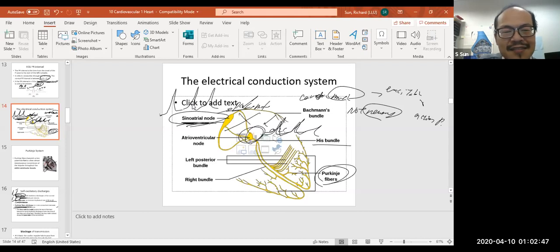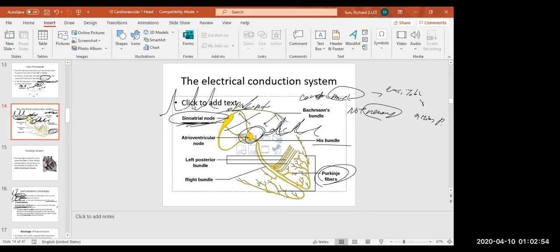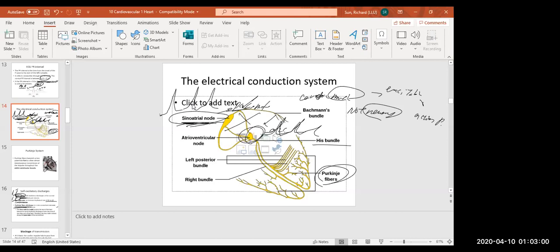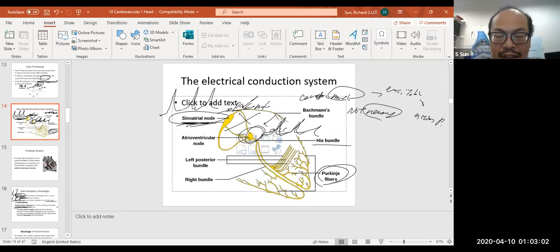Did you guys do the lab already? Try to. Okay. This was talked about in the lab, that the SA node, the AV node and the Purkinje fibers all have the capacity to generate rhythmic impulses. But the SA node is the fastest one.